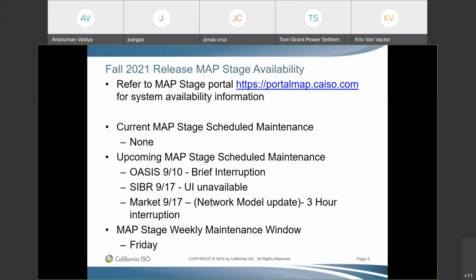For MAP Stage availability, you can log into portalmap.caiso.com to get up-to-date information regarding any outages or maintenance. Currently, we have OSS maintenance, a brief interruption scheduled for 9/10. We'll have a small maintenance on CAISO, where the UI will be available on 9/17. We also have a network model update going to the market on 9/17. We estimate it will be a 3-hour interruption on 9/17, and it's a Friday. Any questions regarding MAP Stage availability?